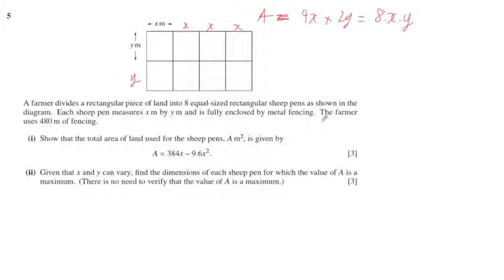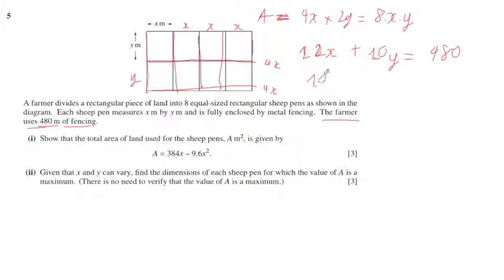The question told that the farmer uses 480 meters of fencing. So we have 4x in this one, and of course 4x here, and 4x in this case. In total you have 12x. How about y? We have 2y, 2 times, 3 times, 4 times, and 5 times. So you have 5 times 2y, meaning 10y. And the total of them gives the length, 480.